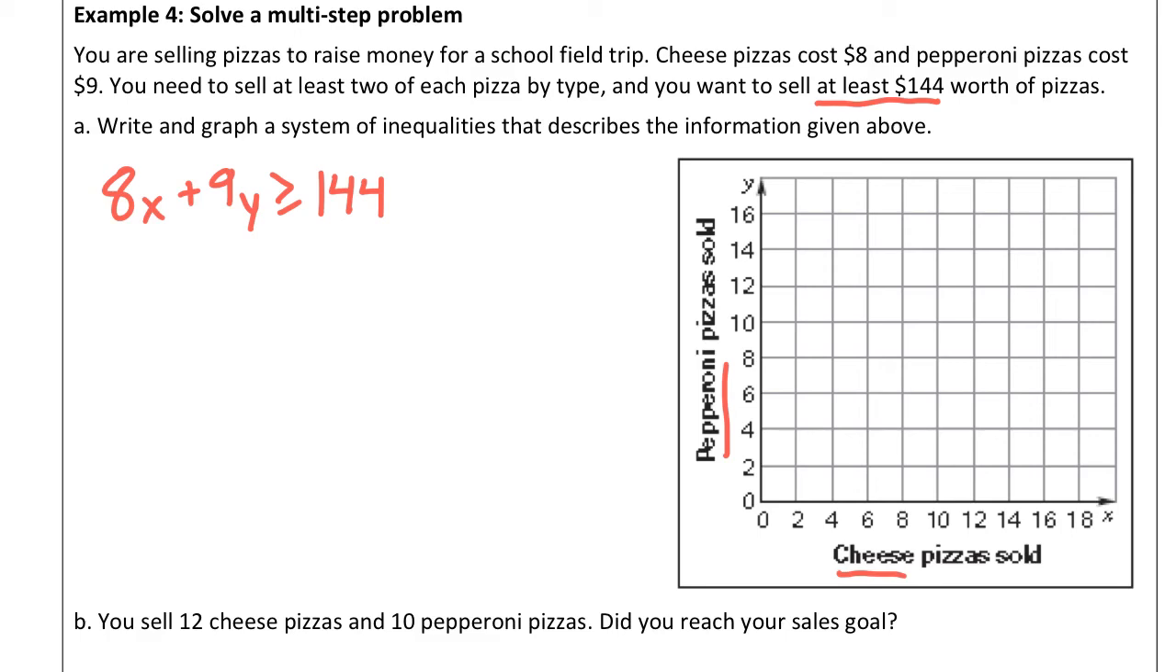The other important thing here is there's actually two more inequalities. You need to sell at least 2 of each pizza by type. So that means my amount x of cheese pizzas has to be greater than or equal to 2. The amount y of pepperoni pizzas has to be greater than or equal to 2.